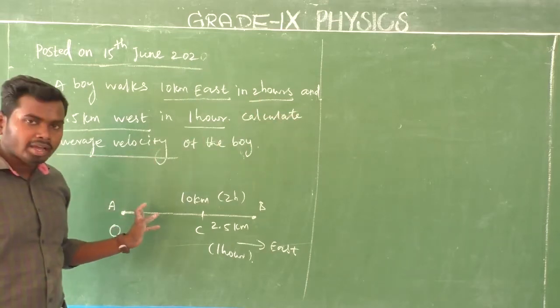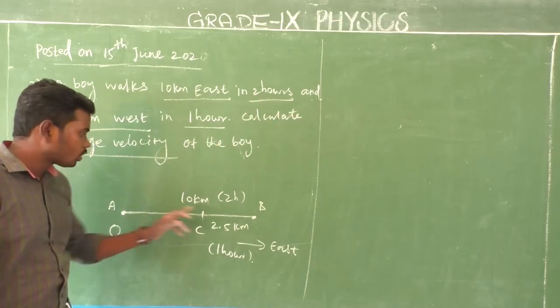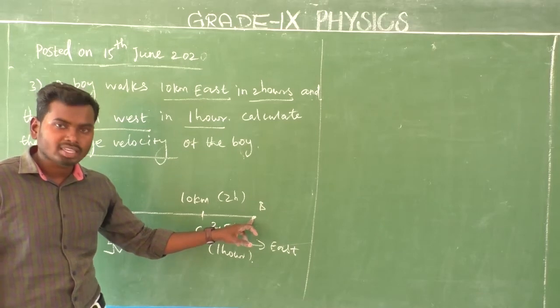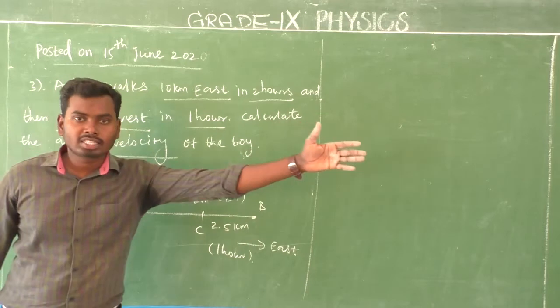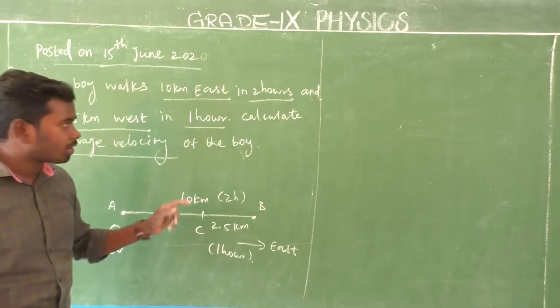So here the boy covers 10 kilometers from point A to point B. How long has he taken? 2 hours to complete the 10 kilometers from point A to point B towards his direction. Is it clear? Look at here, this is a very important term.